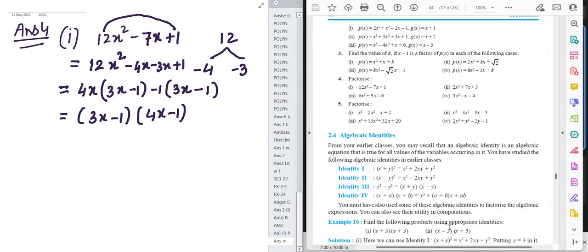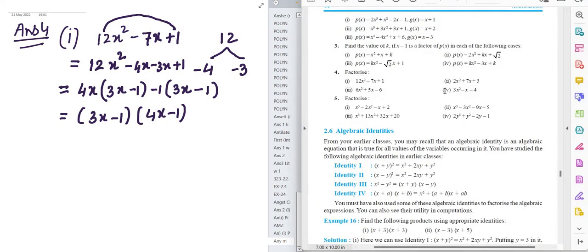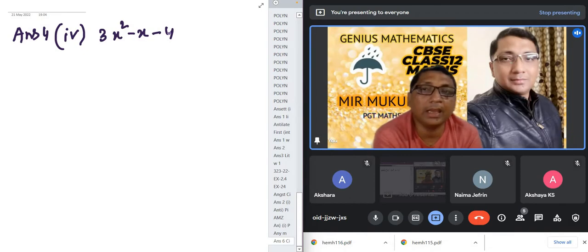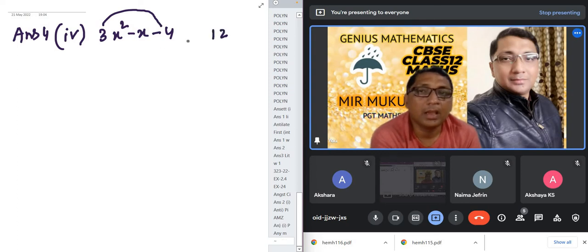So one more I am doing. Question number 4, fourth one I am doing. 3x square minus x minus 4. So multiply here also 3 into 4. First one and last one, these two numbers we have to multiply. 12. Now again we take two factors like 4 and 3.